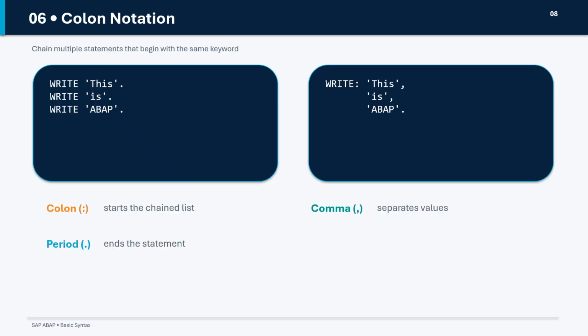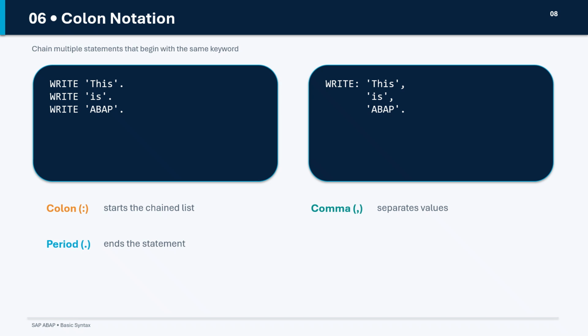And next slide please. Here we'll discuss colon notation. What's the use of colon notation? Here you can see, if you want to write this print statement, this is ABAP. Here we wrote WRITE this, WRITE and WRITE ABAP. If you want to chain these three lines into a single line, since we repeatedly use the WRITE keyword, instead of that we can use colon notation.